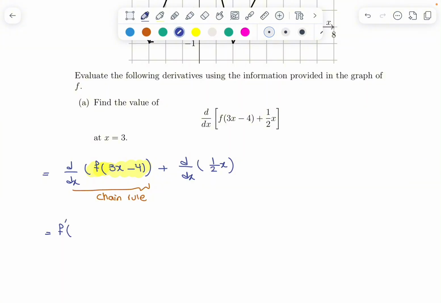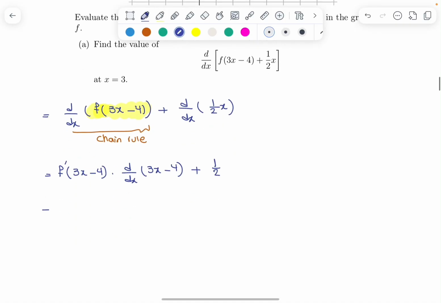But you must plug the inside function back in: 3x minus 4, times the derivative of the inside function with respect to x, d/dx of 3x minus 4, plus the derivative of 1/2 times x. The derivative of 1/2 times x, by using the constant multiple rule, would be 1/2 times the derivative of x, which is 1. Therefore, the derivative of 1/2 times x would be 1/2. So now you need to find the derivative of 3x minus 4 with respect to x.